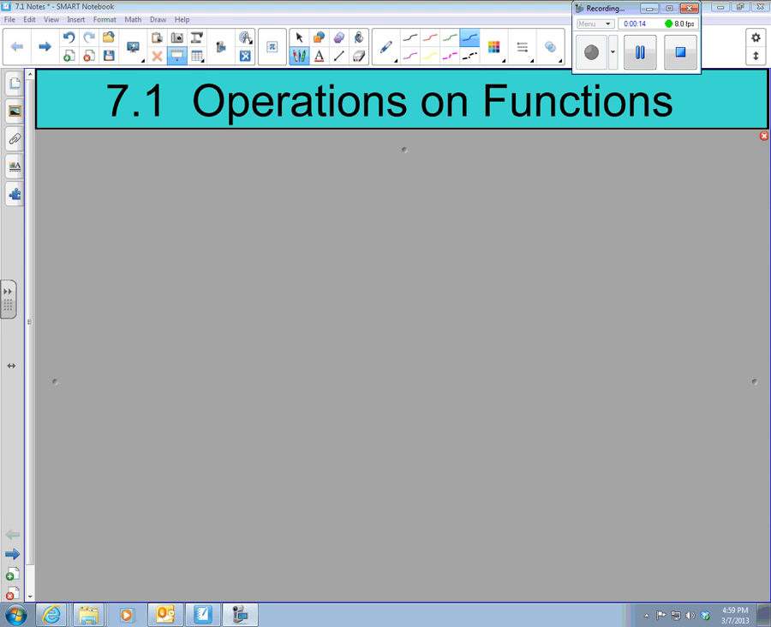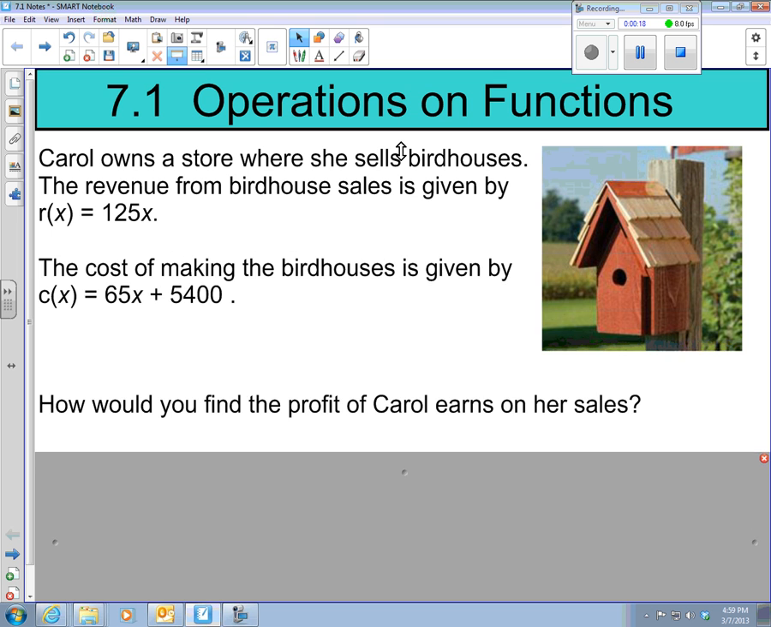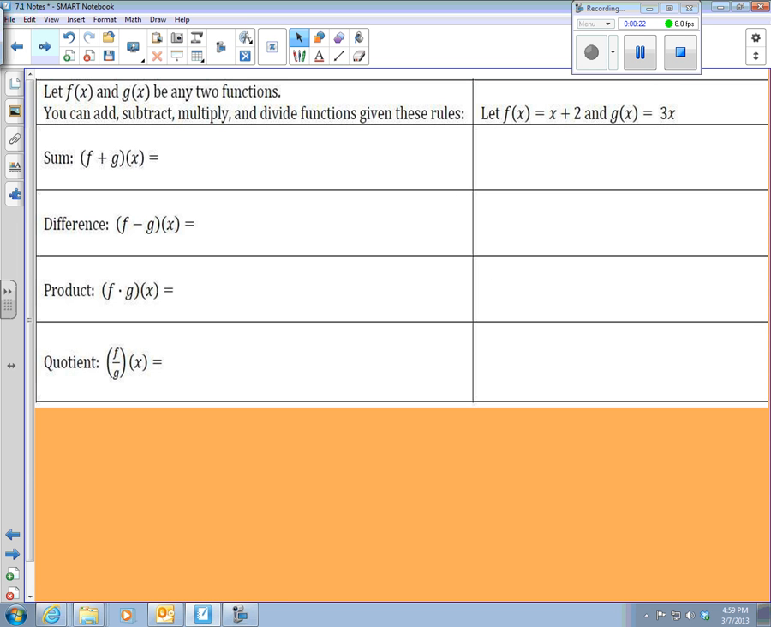Anyway, order of operations or operations with functions. We talked about the birdhouse problem yesterday. We were adding and subtracting functions. Now we're going to get into products, which is multiplying, and quotients, which is dividing of functions.